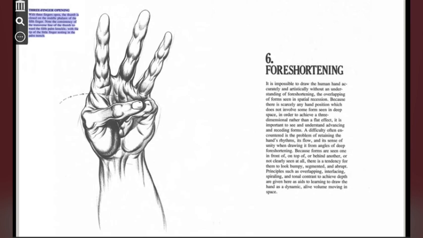6. Foreshortening. It is impossible to draw the human hand accurately and artistically without an understanding of foreshortening, the overlapping of forms seen in spatial recession. Because there is scarcely any hand position which does not involve some form seen in deep space, in order to achieve a 3-dimensional rather than a flat effect, it is important to see and understand advancing and receding forms.